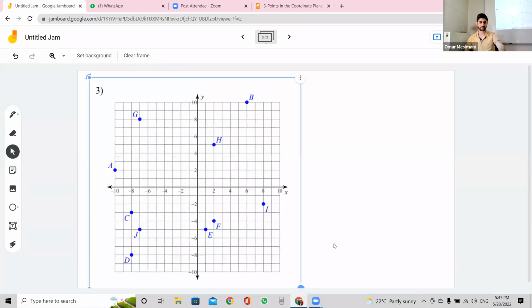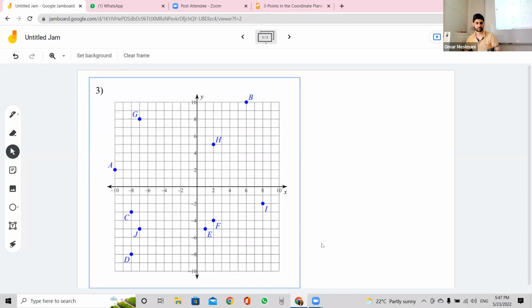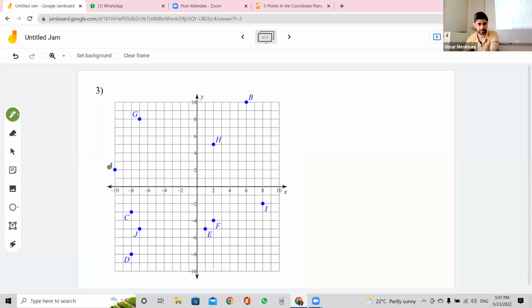Tasneem, tell me. I wanted just to participate. You want to participate. Okay, so tell me, Tasneem, since you opened the mic, what are the coordinates of point A? A is what? Negative 10, 1. And? Negative 1, 2. Exactly. So it is negative 10 and 2. So A is negative 10 and 2.